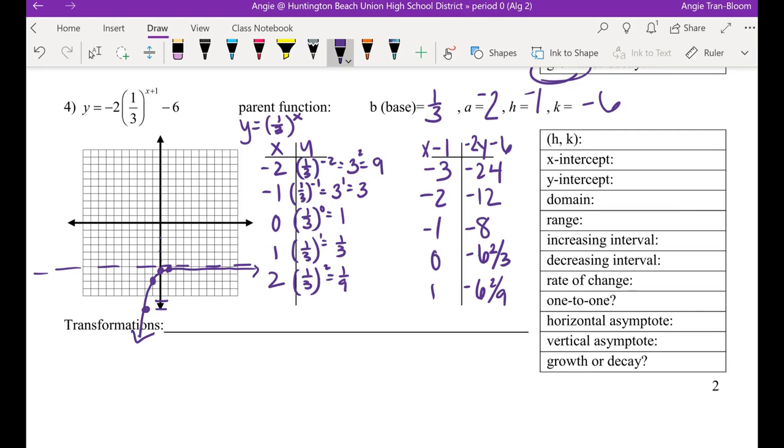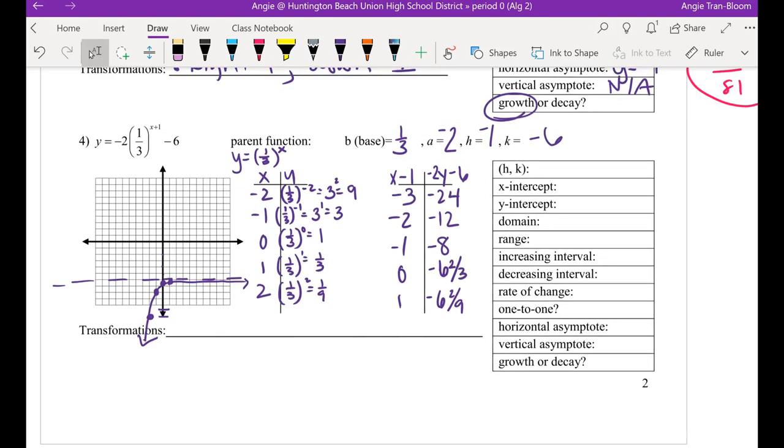There you go. Is it still an increasing function, y'all? Yeah, so is it still growth? Yes or no? Yes, okay, still growth. All right, h and k, we have -1, -6. Those are our h and k values. Am I going to have any x-intercept? Nope. Okay. Y-intercept at 0, comma what? Yep. Domain is always all reals. Range. This one's interesting. Y is less than -6.